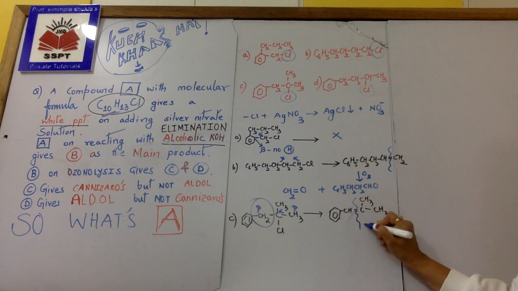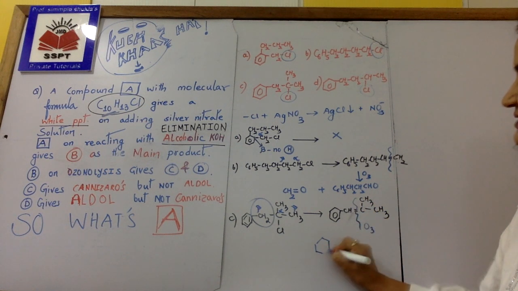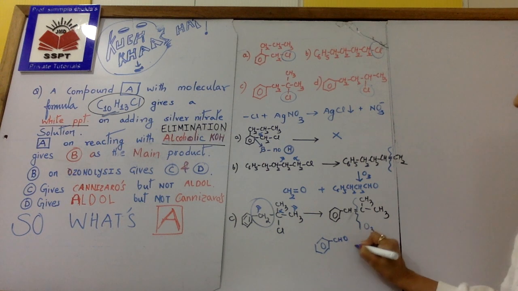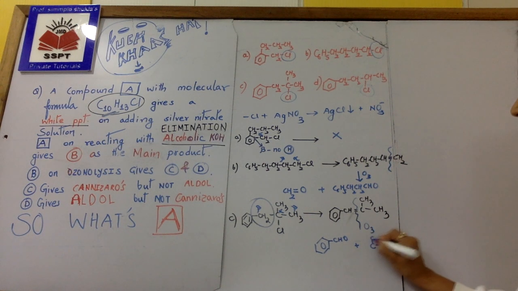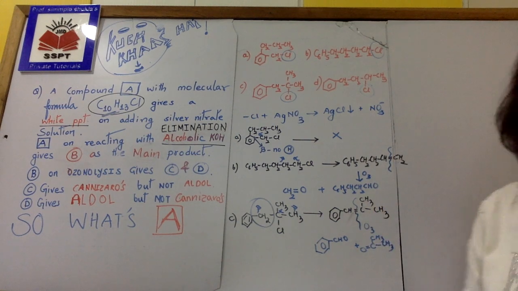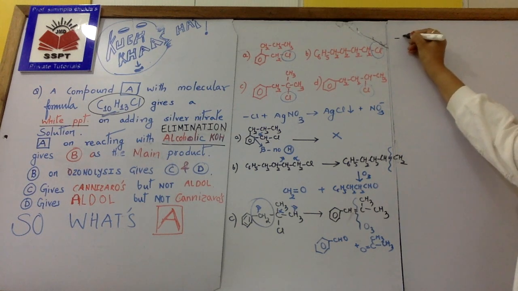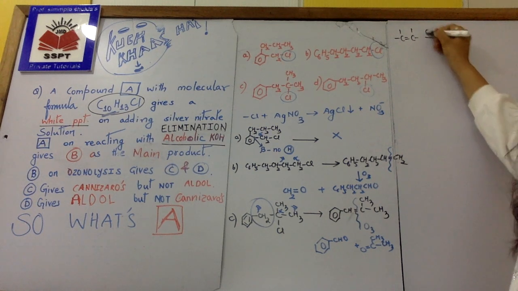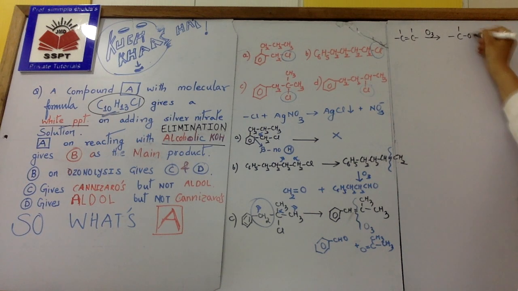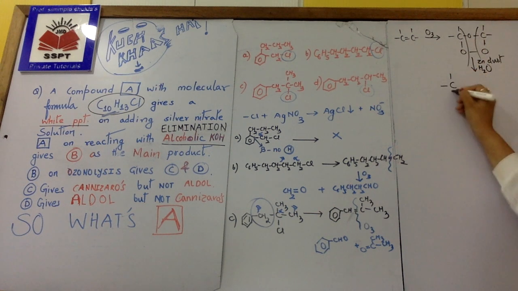Now, this on ozonolysis with O3 and zinc dust will give this molecule and a molecule of acetone, correct? Children, if you don't remember ozonolysis, I'm just writing it. See, this is an alkene. See how it undergoes ozonolysis with O3. This is how it becomes ozonide, and ozonide with zinc dust and water breaks to give something like this. So that's what I have done here in ozonolysis.